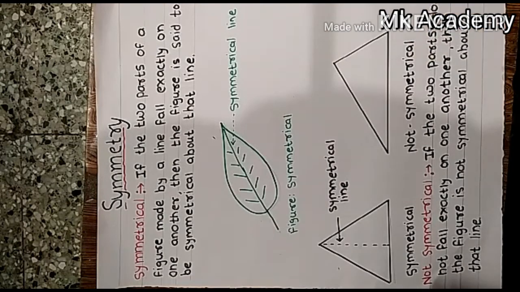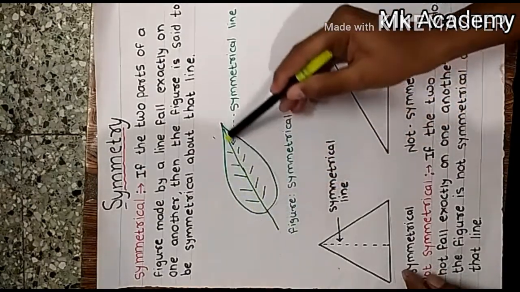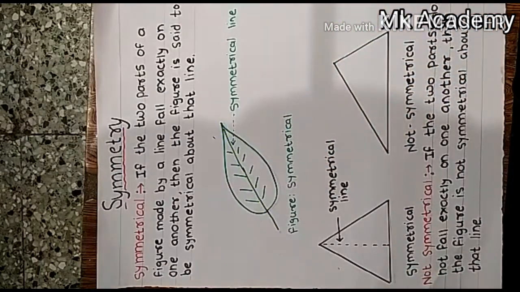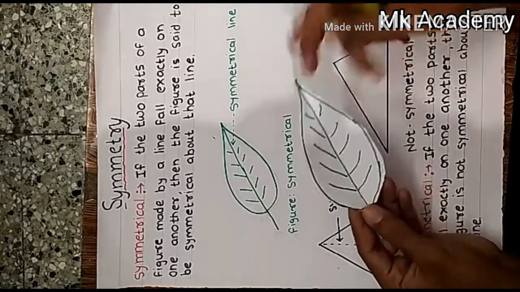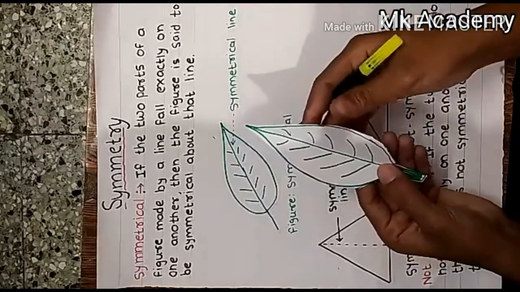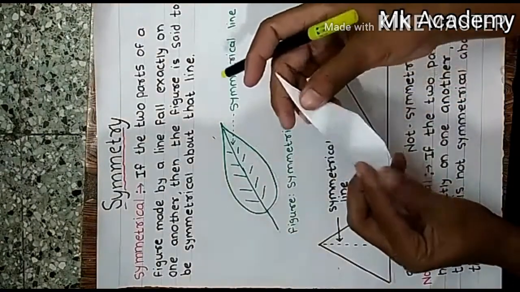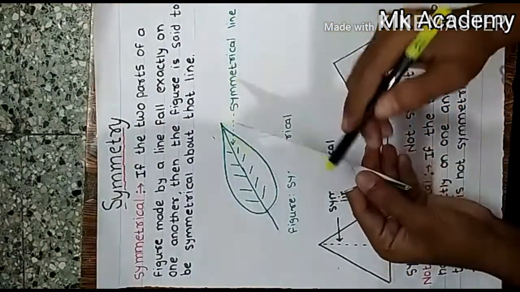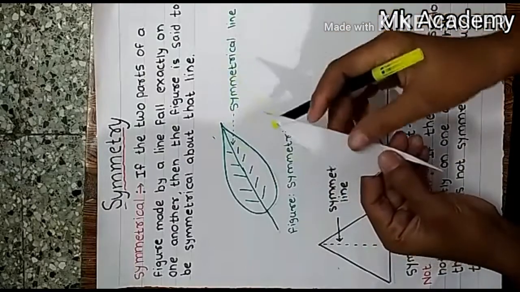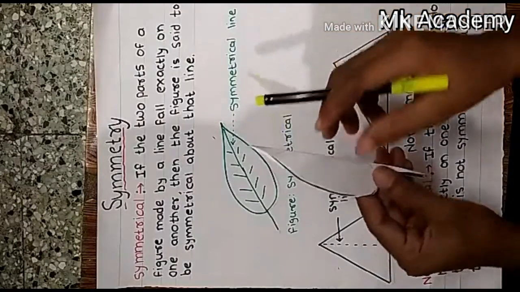The leaf has a number of veins. In the middle there is a long vein along the leaf. Okay, if we fold this leaf along this vein, then this part of the leaf exactly falls on the other part. See, this part of the leaf exactly falls on the other part. Therefore, this leaf is called symmetrical and this line is called the symmetry line.